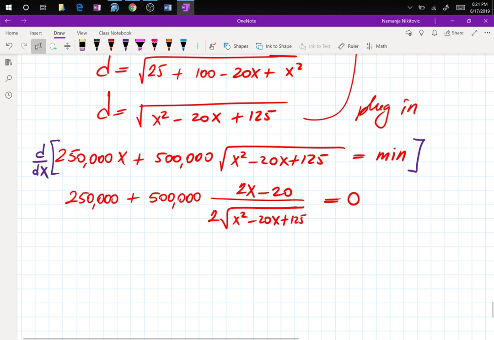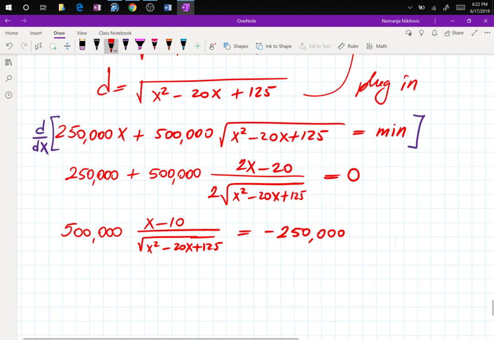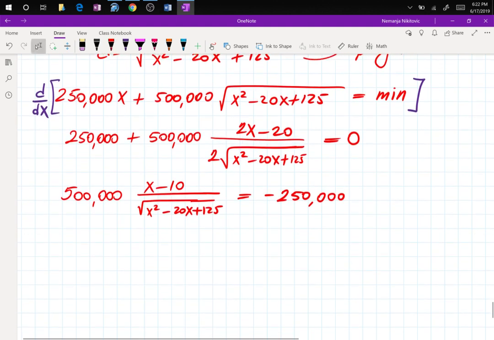Now you have your 500,000, and then you factor the 2 and cancel it, so you have (x minus 10) divided by the square root of x squared minus 20x plus 125 equals negative 250 when you move 250,000, right? When you move it to the right, it picks up a negative sign.